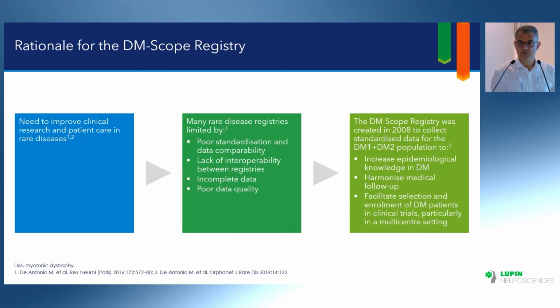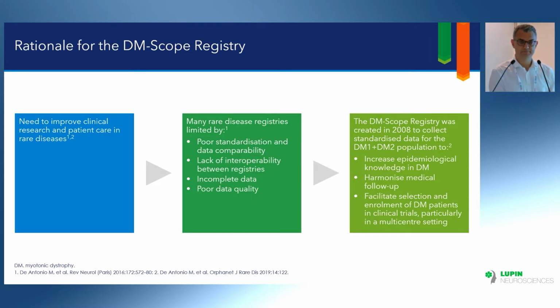So the rationale for the DM scope registry is based on this highly variable clinical manifestation. The main question was, what is really DM1 or DM2? Since this condition can span from birth to late adulthood, how can we really understand the clinical manifestation to improve clinical care and research in those two rare diseases? As with many genetic conditions, we know that our knowledge is limited by poor standardization. The data comparability between countries, for example, is challenging, and systems are not that interoperable.